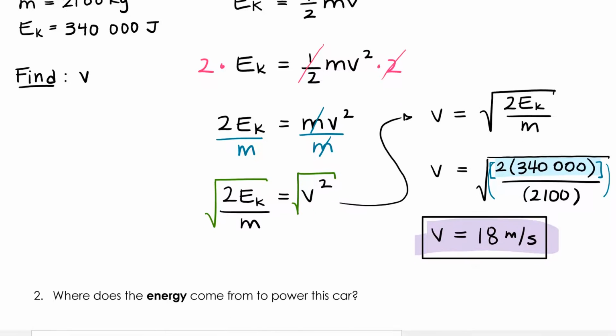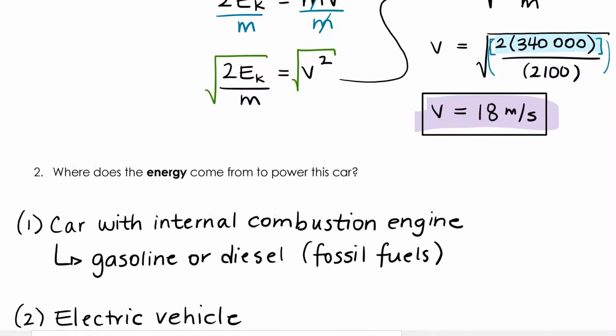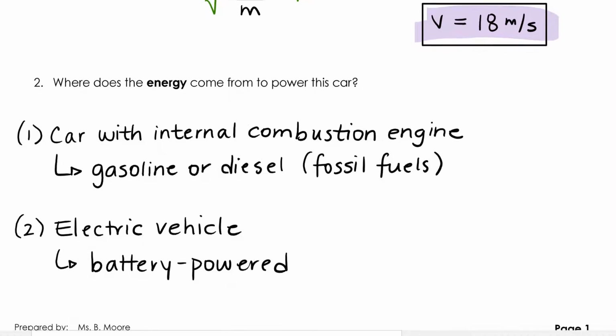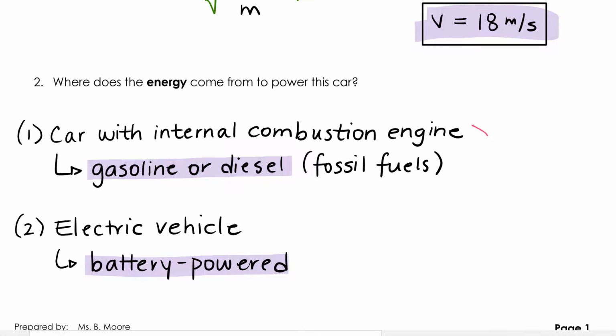The second question asked us, where does the energy come from to power this car? And you may have come up with two different answers for this depending on the type of vehicle. We could have a car with an internal combustion engine, which runs on gasoline or diesel, or we could have an electric vehicle, which is battery powered. Interestingly enough, no matter what type of car you have, they rely on the same form of energy, chemical potential energy.